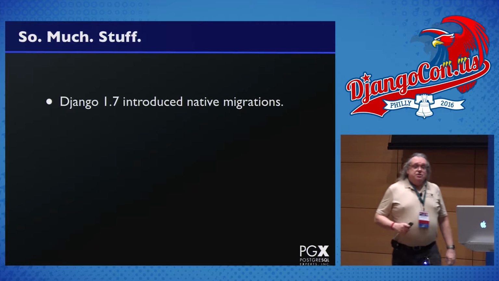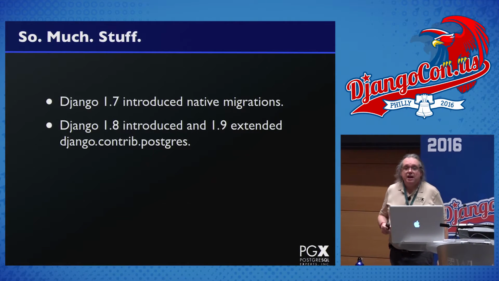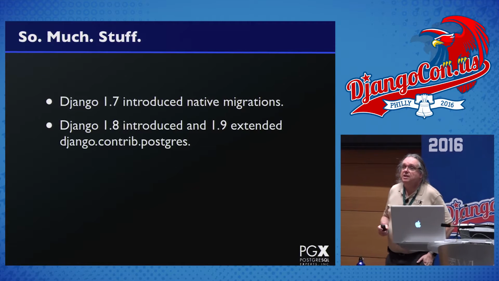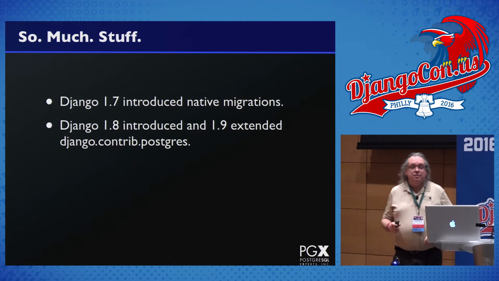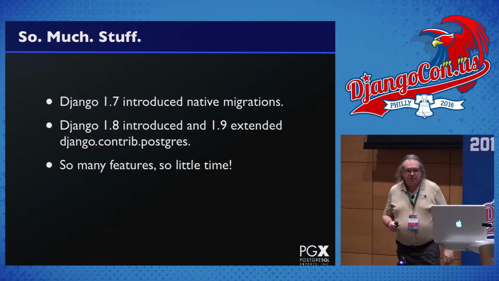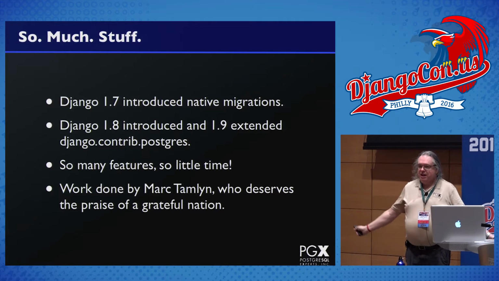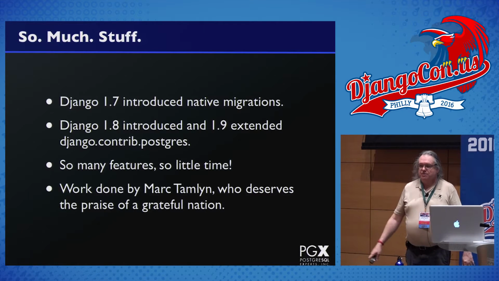Okay, so there's so much stuff here. 1.7 introduced native migrations, but what we're specifically talking about today is 1.8 and 1.9, which introduced and extended Django contrib Postgres. Lots of features, not much time, but we have to thank Mark Tamlin, who did most of the work on this and deserves the thanks of a grateful nation.